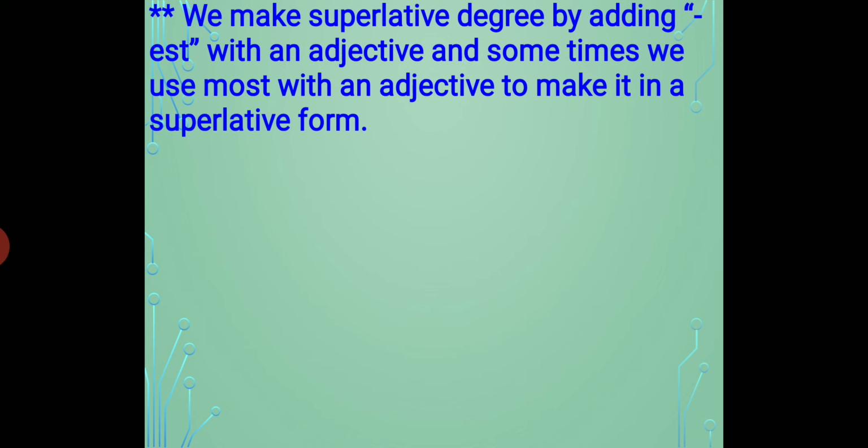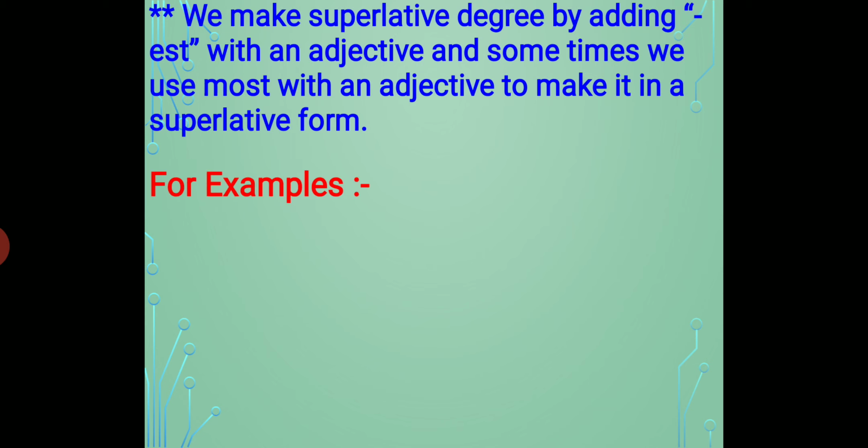And do you know how to form the superlative degree? Let's see. We make the superlative degree by adding est to an adjective, and sometimes we use most with an adjective to make it in a superlative form. So generally we use est to make an adjective in a superlative form, but sometimes we use most with an adjective. Let's see the examples and how the is helpful to find out the superlative form of the degree.